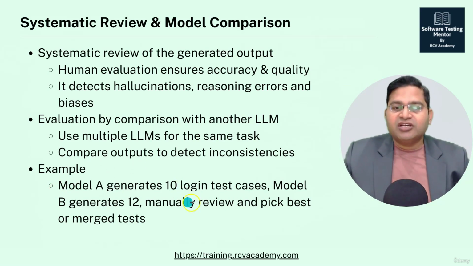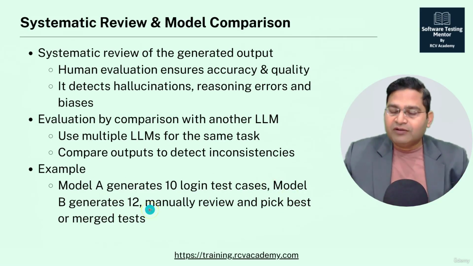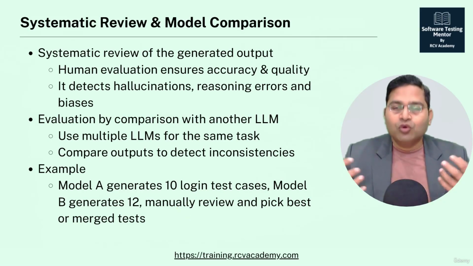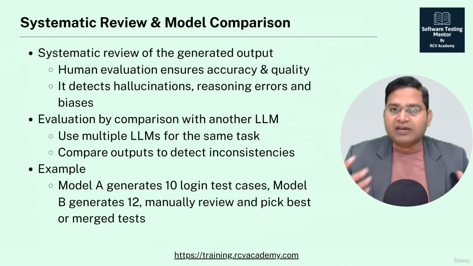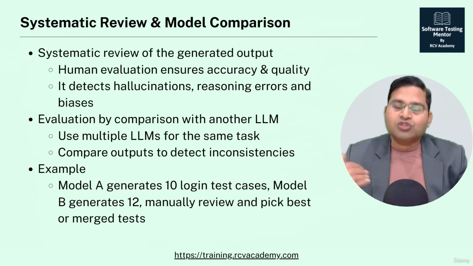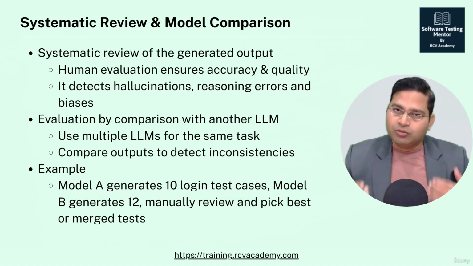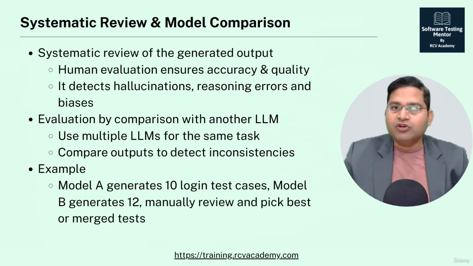For example, model A generates 10 test cases for a particular user story and requirement that you have prompted the test cases for. Then model B generates 12. Then you manually review both of those and see which one is more relevant and closer to the requirement and actually covers it, and is not hallucinated or biased or doesn't have the reasoning error. If both are providing a better outcome, you combine both, manually review, and use those test cases after reviewing and updating and making sure they are perfectly fit and relevant for the user stories in your project. Okay, so that's the systematic review and model comparison.